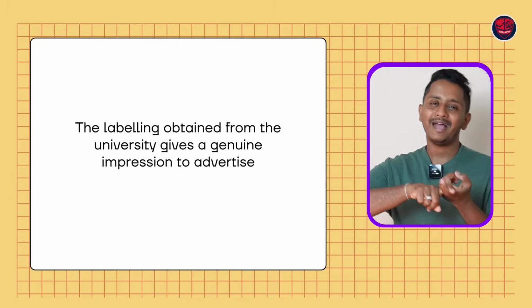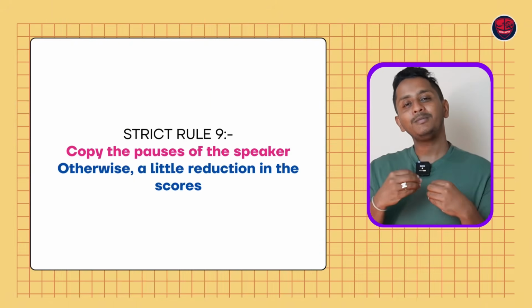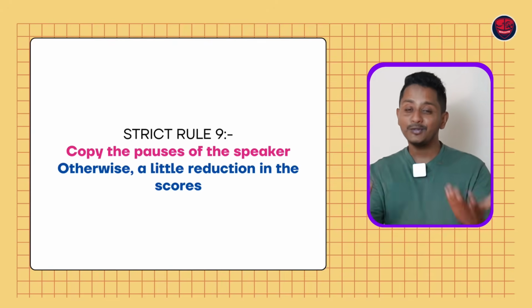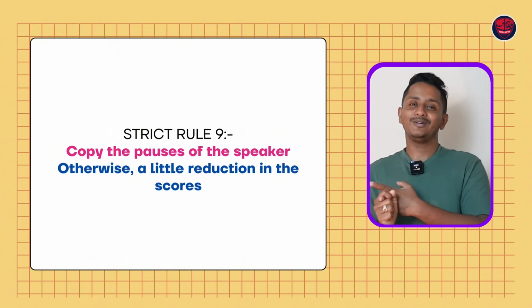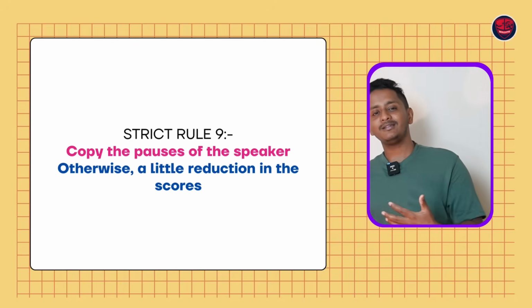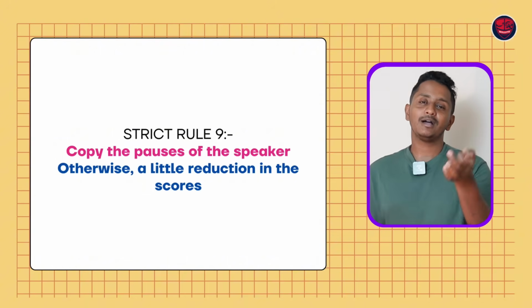You don't have to copy the accent. You don't have to copy the pronunciation. But try to copy the speed and the pauses of the speaker so that it comes easy for you to repeat them. First thing. Second thing, it becomes easy for the software also to understand what you speak and give you a very good score. This is how you trick it. This is how you impress the software. Easiest means to do it. Strict rule number 9, kindly follow.